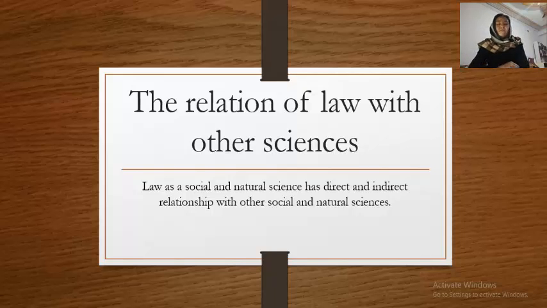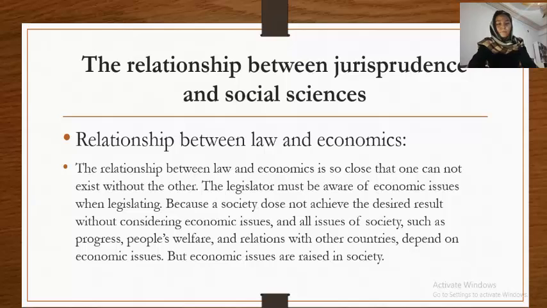Today we are going to study the relationship of law with other sciences. Law, as a social and natural science, has a direct and indirect relationship with other social and natural sciences. First, we are going to study the relationship between jurisprudence and social sciences, and what their differences are with each other.